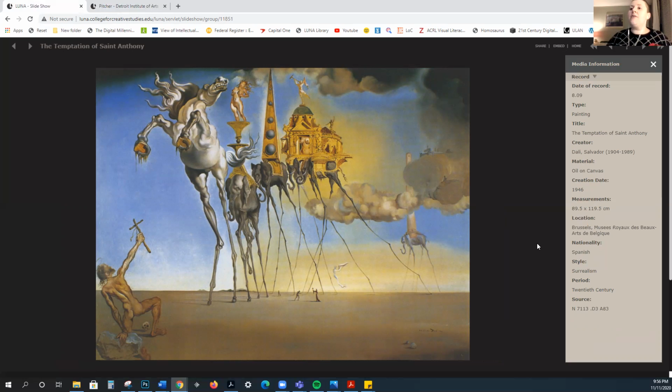Saint Anthony was in the desert and he was praying, and the devil sought to tempt him with very beautiful women, etc., and he was able to reject it. So the temptation of Saint Anthony is usually demons tormenting him. And here we see this nightmare-esque image of these horses and elephants with extremely long stilt-like legs, and these women and castles in the sky.